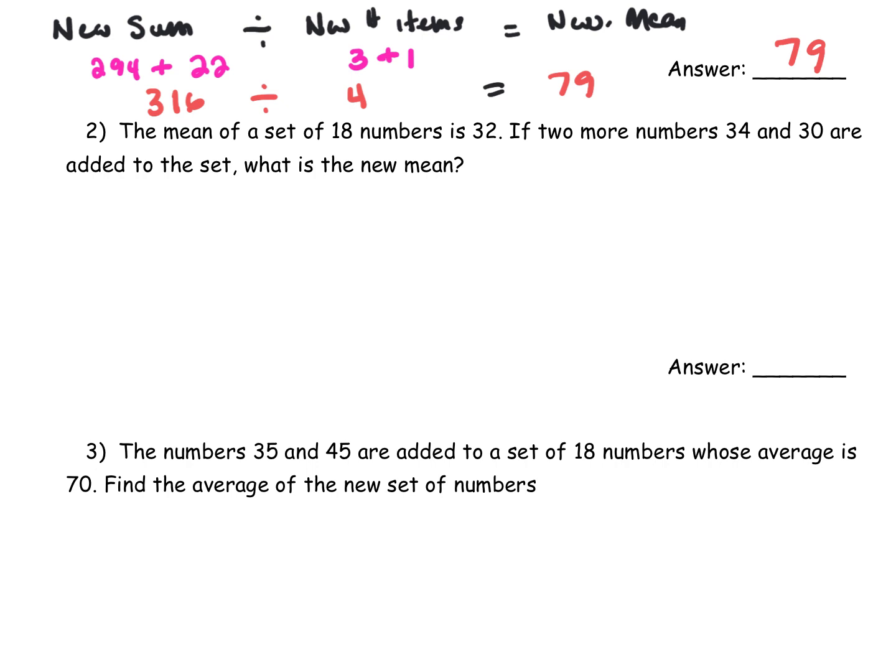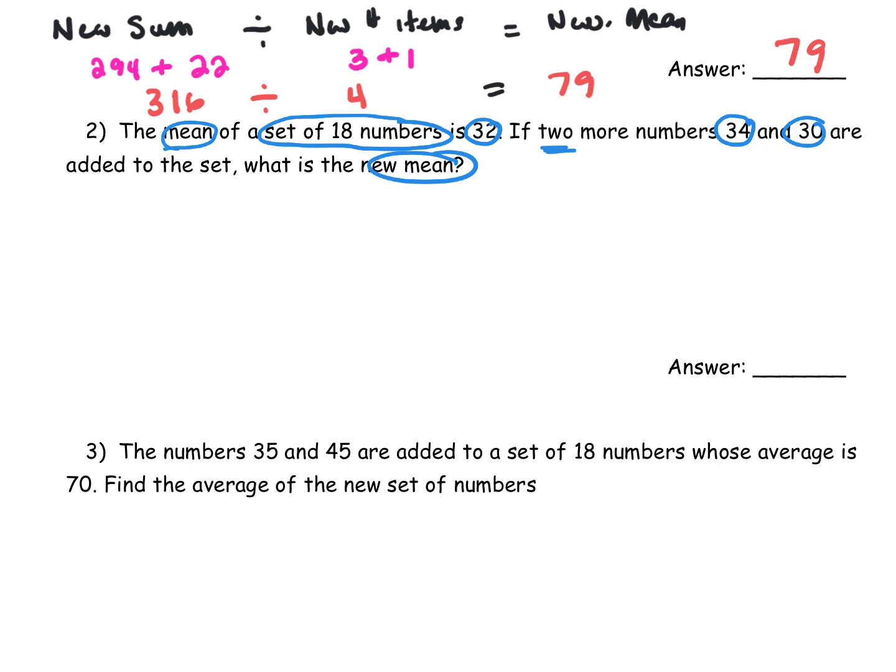So once again, let's start by circling important information. The mean they're giving us is of a set of 18 numbers. So the number of items is 18 and the mean itself is 32. If two more numbers are added, 34 and 30, what is the new mean? This problem is similar, but once again, we're going to be adding two numbers instead of one.